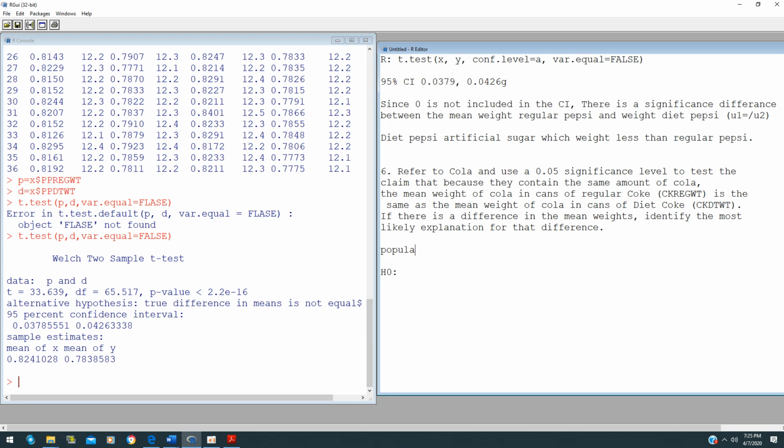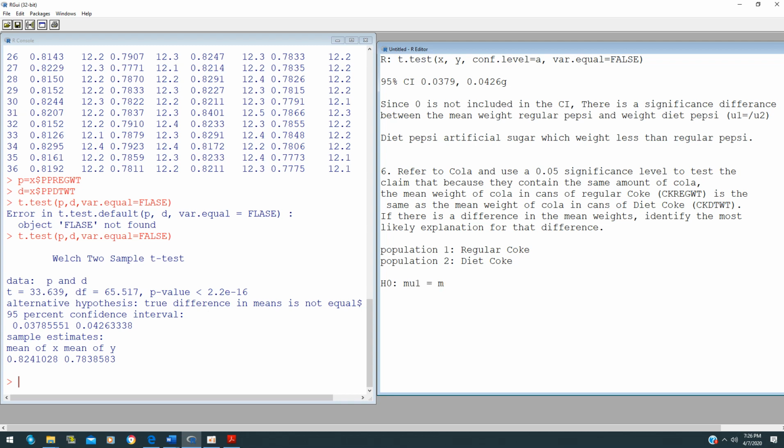Population 1 in this case is going to be your regular Coca-Cola. The reason why we use regular Coca-Cola is because it came first in your sentence. And then population 2 in this case is your diet Coca-Cola because it came second. Again, class, this is very important, because if you mix these two up, your answer will be all wrong.